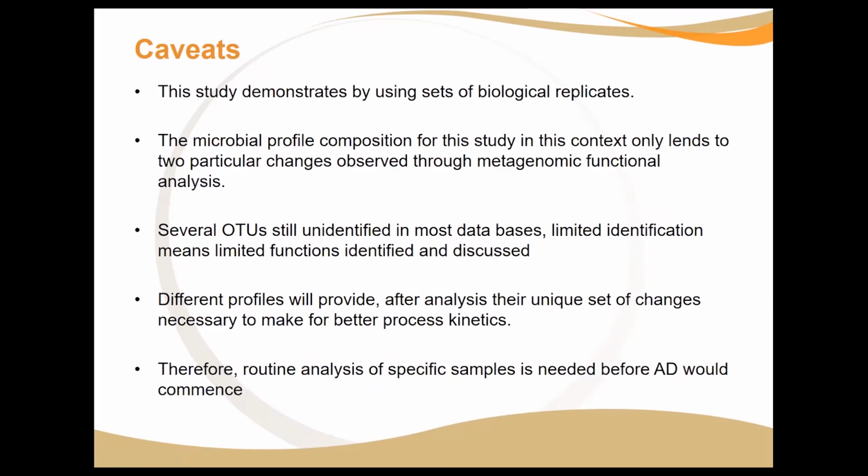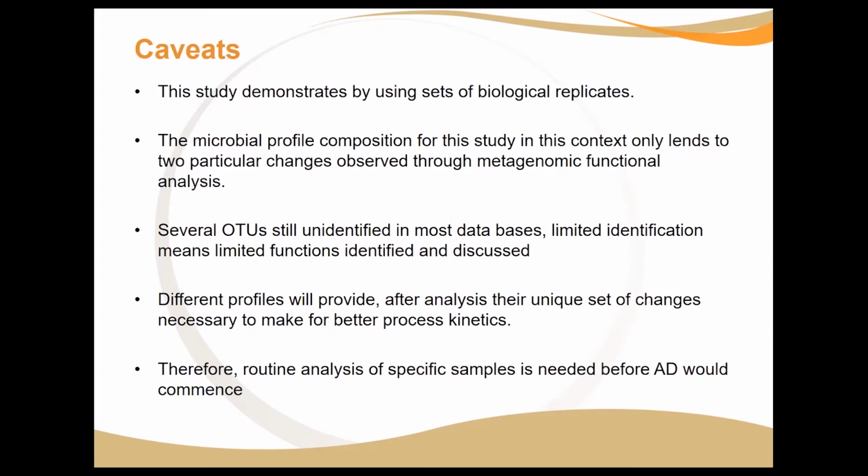So I put in some caveats for this particular study. I think it was based on the questions by the reviewer, so I felt that it was necessary to also point that out here. We used biological replicates, and so that is why you would notice the very high standard deviation. I was very glad that the previous presenters had highlighted that. So the microbial profile composition for this study is only lent to two particular changes, but these changes were useful to be able to make decisions around co-digestion strategies for this specific manure, meaning that going forward, it will be necessary to carry out such metagenomic analysis and PICRUSt functional characterization before you can make any assertion. So this particular study cannot be used as a generalization.